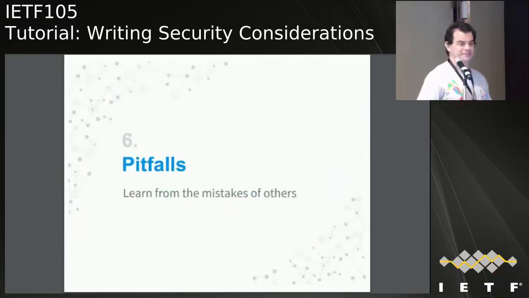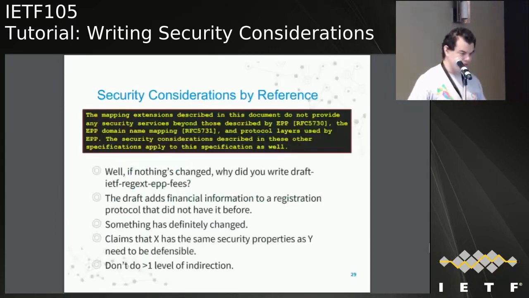Okay, pitfalls. Learn from the mistakes of others. So the thing we see a lot is security considerations by reference. I mean, this is the people who say, well, others have already covered everything important here, so we don't need to. And you see this. The mapping extension described in this document do not provide any security services beyond those described by EPP, RFC 5730, the EPP domain name mapping in 5731, and protocol layers used by EPP. The security considerations described in these other specifications apply to this specification as well.